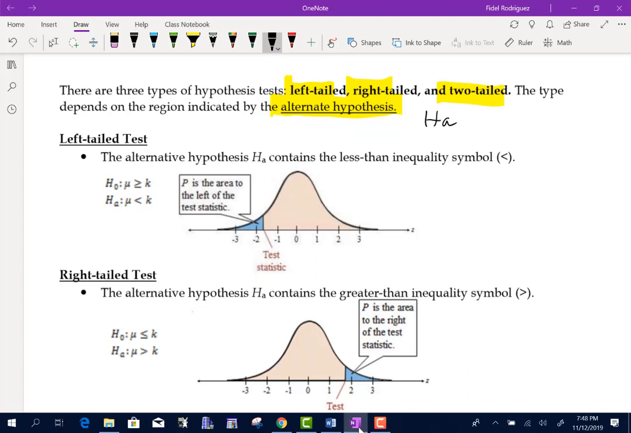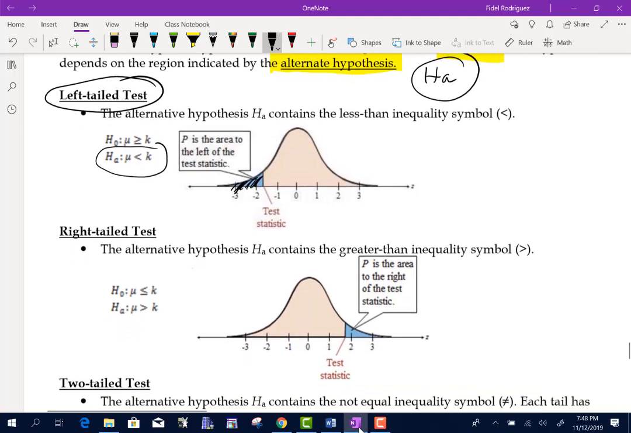Okay. So I want you to take a look right here. We're talking about a left tail test. And it says the alternate hypothesis, HA, contains the less than inequality symbol. So if you look right here, do you see my HA? Do you see how it's pointing to the left? That's how we know that's going to be a left tail test, because it's pointing to the left. And it's always going to be the HA, guys. Always the alternate hypothesis, okay?